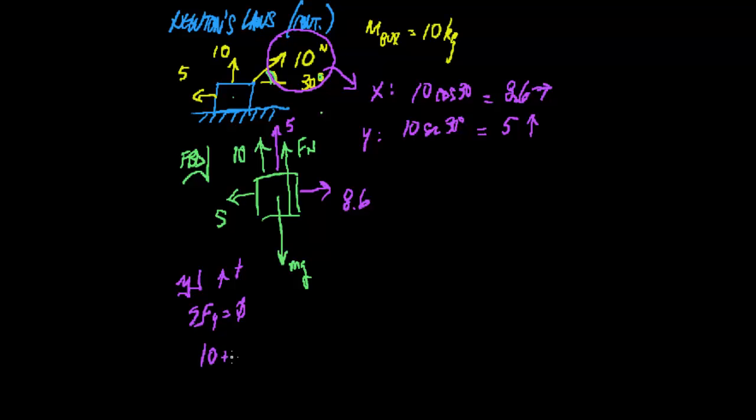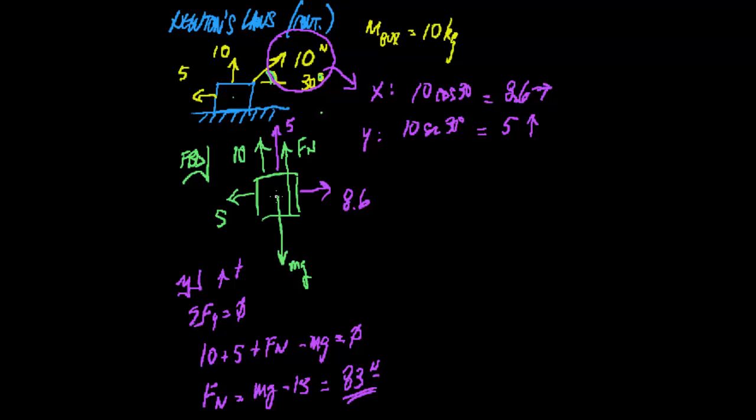So I have a 10 up, a 5 up, an F of n up, and an mg down, and they all have to equal 0. One, two, three, four forces, up and down, have to equal 0. I solve for F of n. I'm going to get mg minus 15. Since that's 10 for mass, 9.8, that comes out to be 98 minus 15, that comes out to be 83 newtons. It tells us this box appears to weigh only 83 newtons. Why? Because we have this extra 10 and 5 making it lighter.